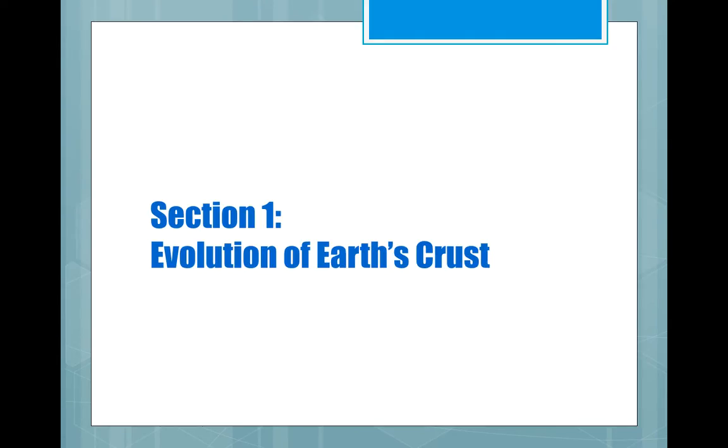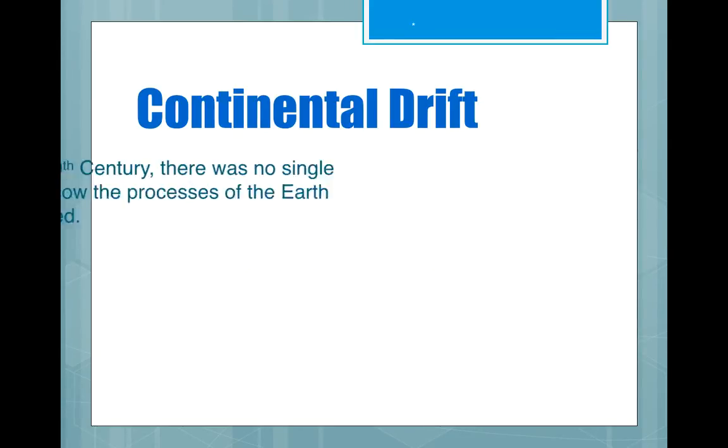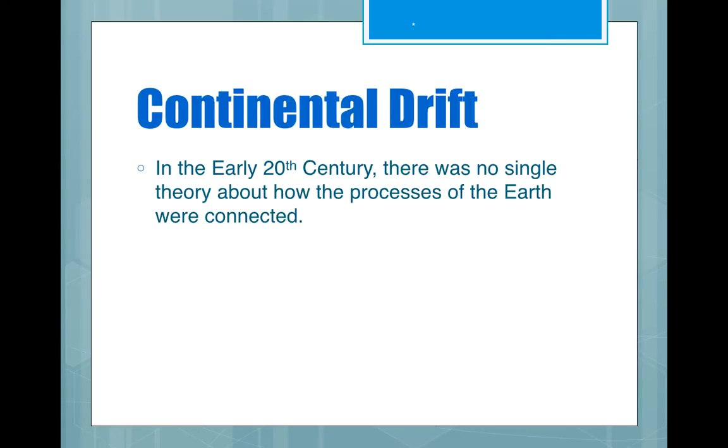So our first section has to do with the evolution of the Earth's crust and how we got our continents and oceans and stuff where they're at right now. Kind of think of this as a little bit of a story, and our story really starts in the early 20th century when people started to think about the Earth and how things are moving and acting and behaving the way that they are. Why are these volcanoes erupting? Why do we have these earthquakes? There was no theory about how all of these things were connected.